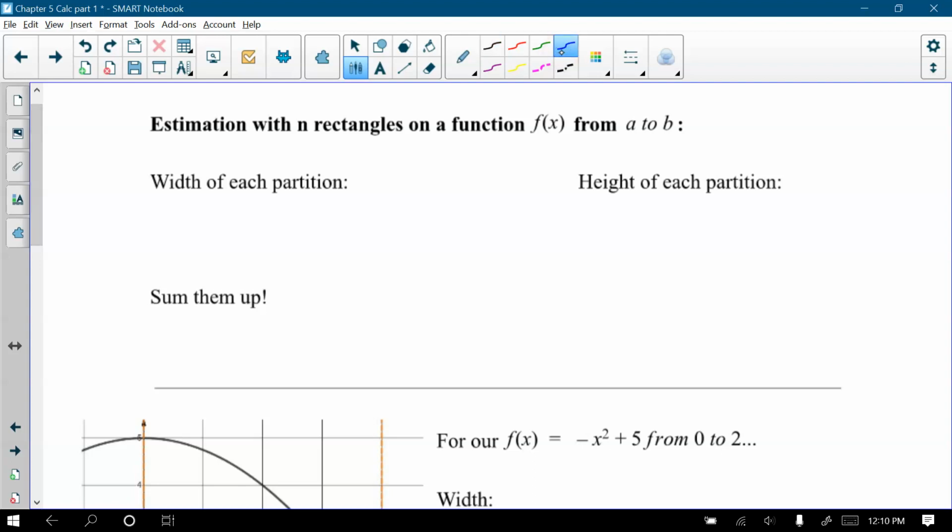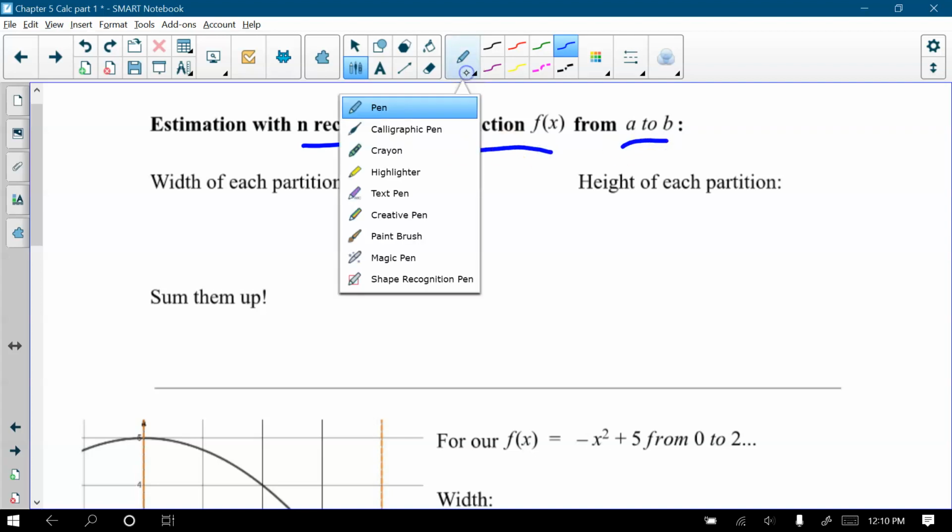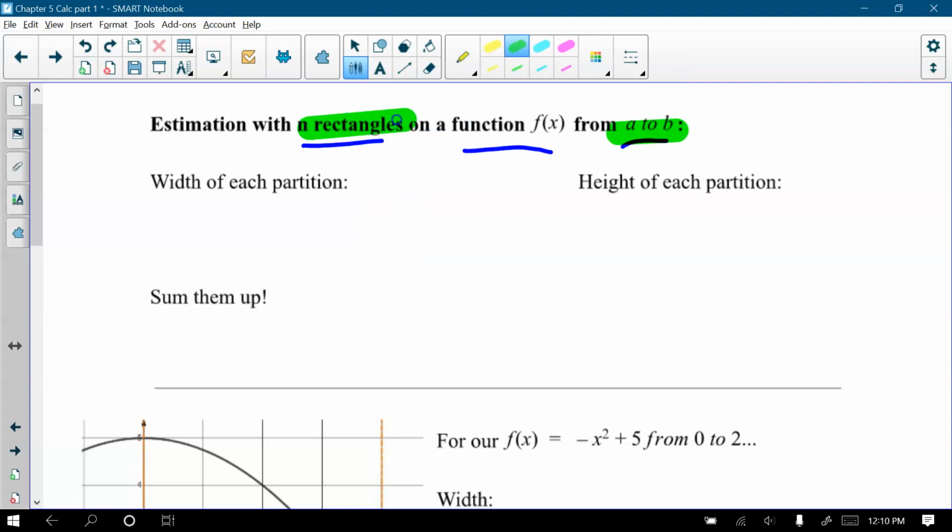We can generalize what we have now. We have n rectangles for some function f of x from a to b. Okay, so these two parts right here, from a to b and n rectangles, I can actually determine the width of each rectangle. And what that means is if I am at one point here, A, and another point here, B, and I have a whole bunch of rectangles here, okay.